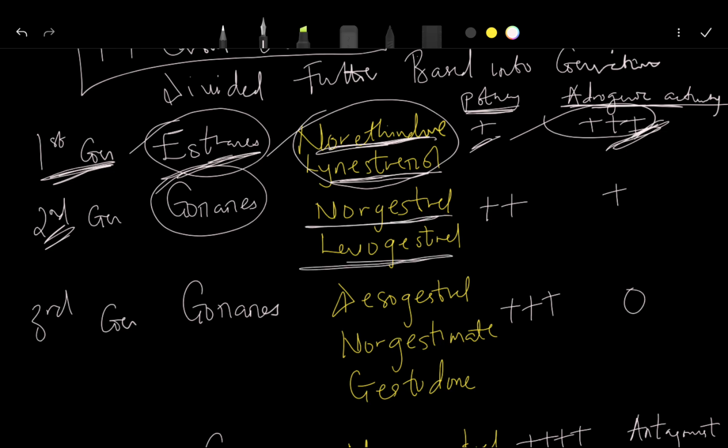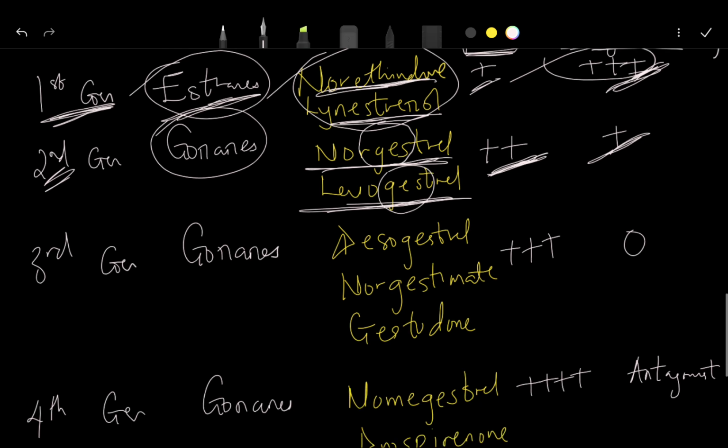So once you are talking about gonanes, one thing you always see in gonanes is this gest word. You always see gest word in gonanes. Okay. So again, if you notice, the potency is now increasing. Like I said, as you go down, you notice that the potency starts to increase, and the androgenic activity tends to what? Decrease. So this second generation gonane, norgestrel and levonorgestrel, they have low androgenic activity but increased potency. Okay, so we still use this one as contraceptives also in combination with estrogen.